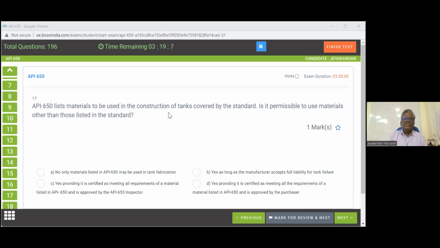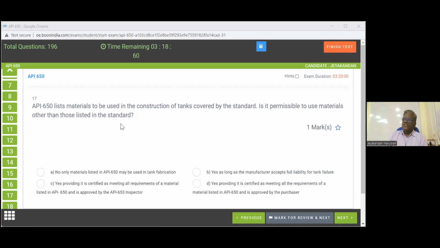API 650 lists metals to be used in the construction of tanks covered by the standard. Is it permissible to use material other than those listed in the standard? What is the answer? D, sir. D. So the answer is D.